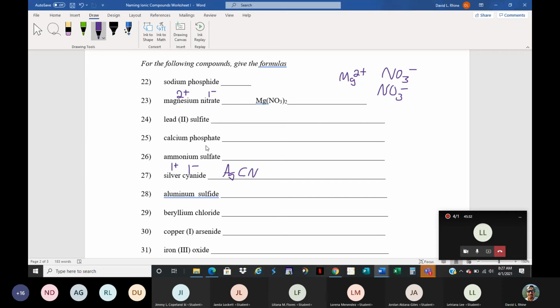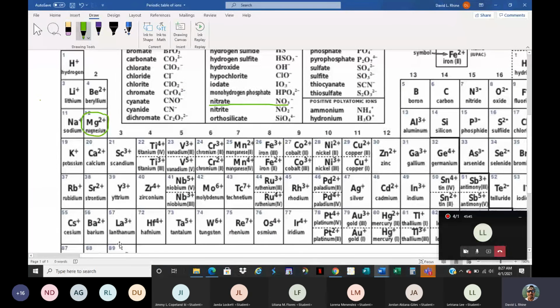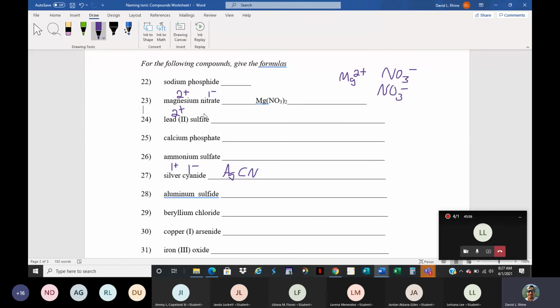I'll do the next one, lead sulfite. This Roman numeral 2 tells me that's a 2 plus. Sulfite, when I look at my table of ions, is a, if I remember right, a minus, but I could be wrong. Sulfite's a 2 minus, so we're okay. It's 1-to-1. So all we have to do is just write the symbols. This one's 2 minus. So then this one's just PbSO3.